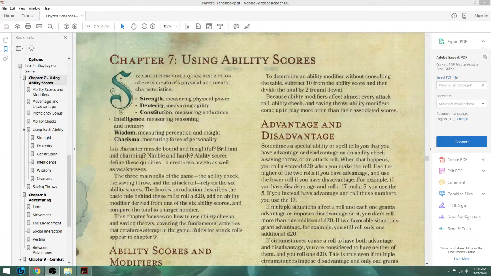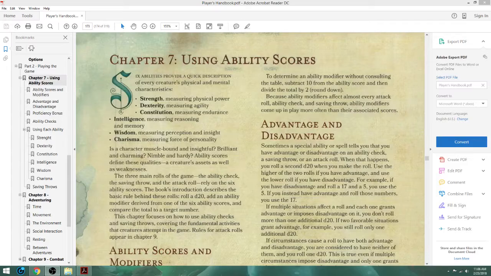Now, we're going to be going over briefly on using ability scores. And I'm going to be telling you certain rules on how these ability scores work. Now, what are ability scores? Ability scores are your strength, dexterity, constitution, intelligence, wisdom, and charisma.